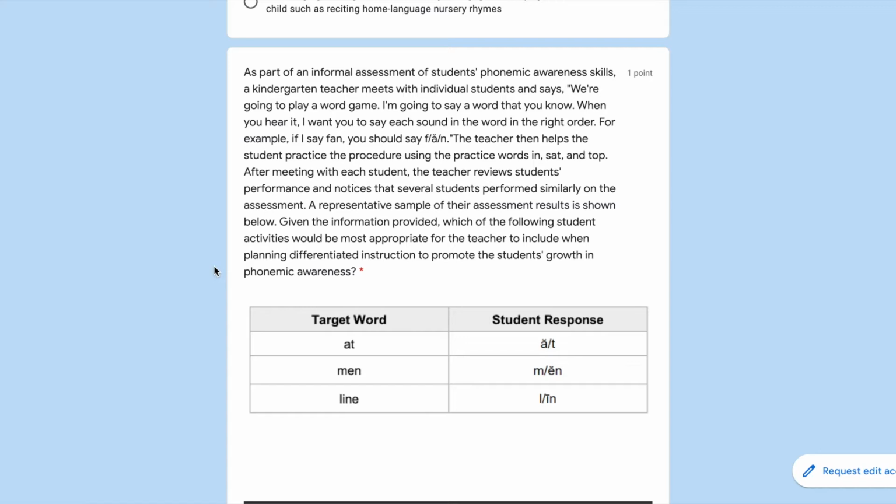After meeting with each student, the teacher reviews students' performance and notices that several students performed similarly on the assessment. A representative sample of their assessment results is shown below. Given this information, which of the following student activities would be best or most appropriate for the teacher to include when planning differentiated instruction to promote the students' growth in phonemic awareness?